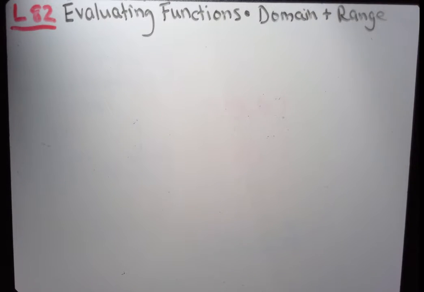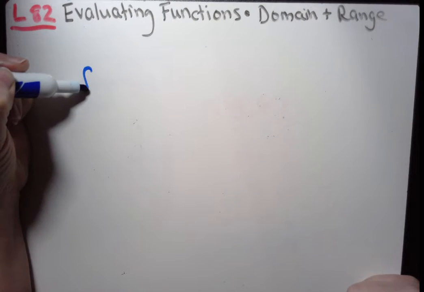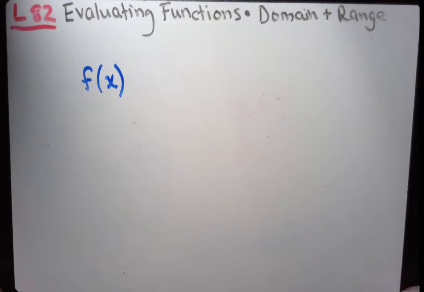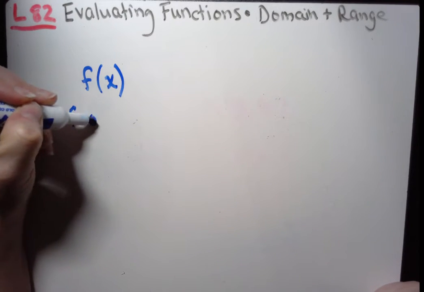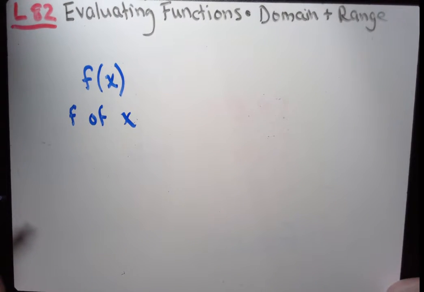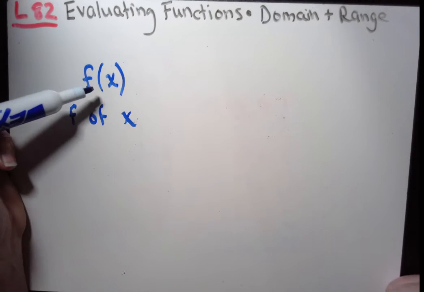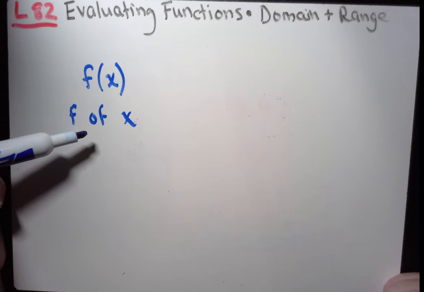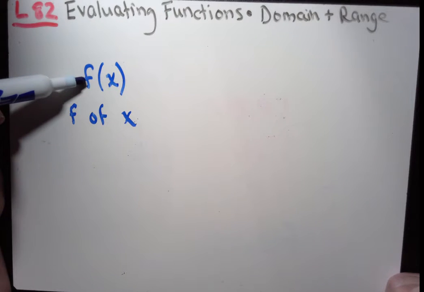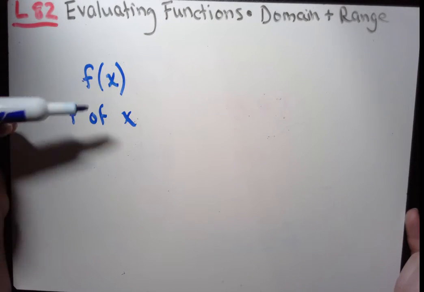So this lesson, 82, is all about evaluating functions and domain and range of functions. So let's talk about what a function is. We often see function with the notation f with parentheses x, and we actually call that f of x. Now, when you're first learning about mathematical symbols, you might think it's multiplication, but it's not. It's not f times x, it's just a notation that means there's a function that has x's, inputs, and then outputs.